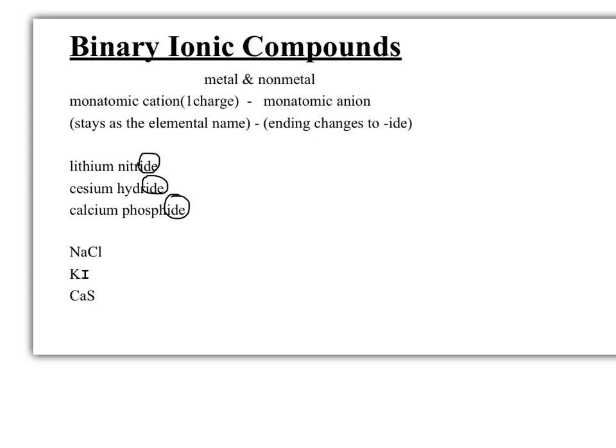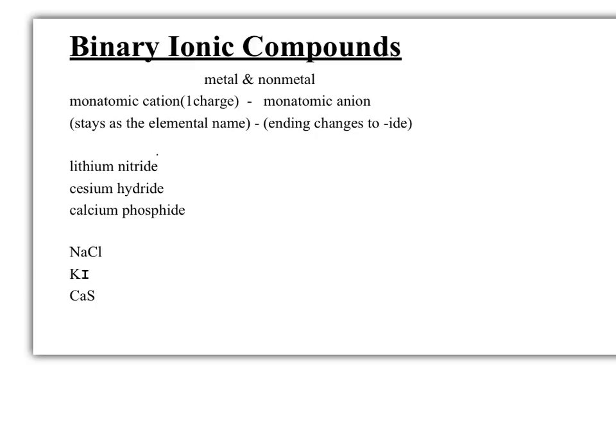So putting together binary ionic compounds, we're going to take a look at some shortcuts for writing formulas. Last chapter we looked at predicting formulas for ionic compounds using Lewis structures and electron dot diagrams. Now we're going to learn a shortcut. So, lithium nitride.